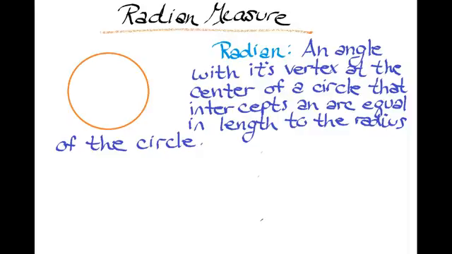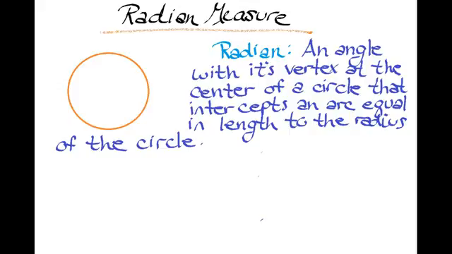Today we're going to talk about radian measure. So far we've only really talked about measuring angles in degrees, and radians is another way that you can measure angles. Typically radians are used in more theoretical mathematics, where it's preferred to treat trigonometric functions as functions with domains of real numbers rather than domains of angles. So let's talk about what a radian is.